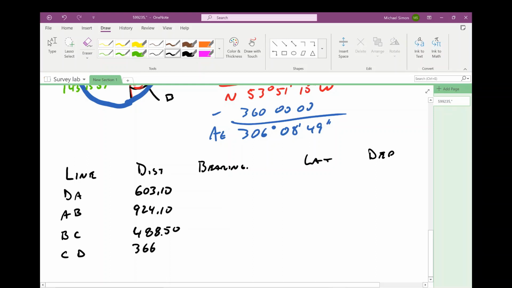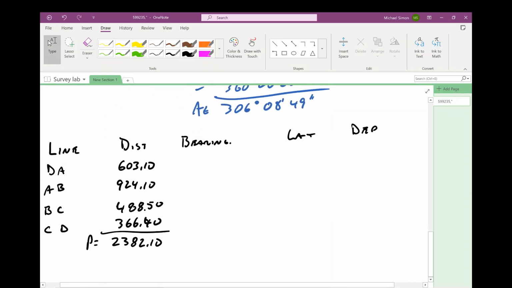And 366.40. While I'm here, I do need my perimeter. So I'm going to add these up. 2382.10. Okay, that's my perimeter. You will need that. You also need your bearings. So from my sheet above, I have my bearing is south, 48, 08, 46 west.